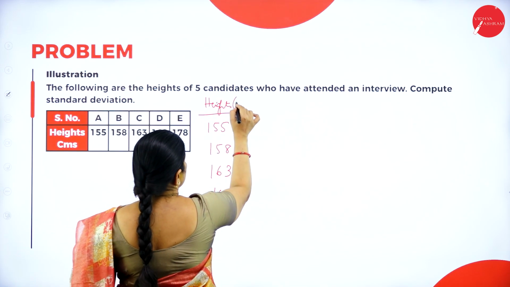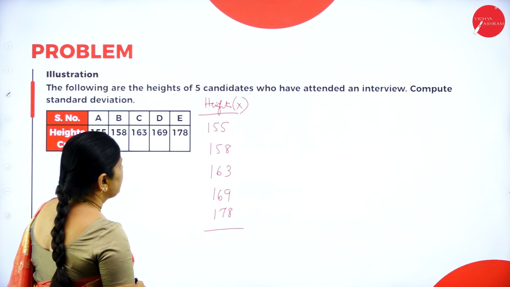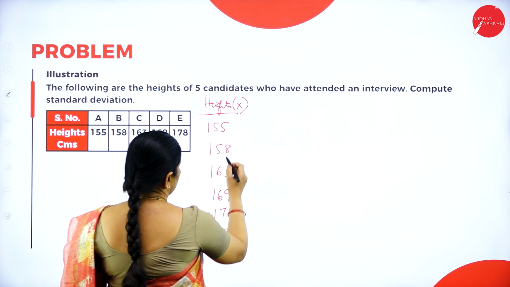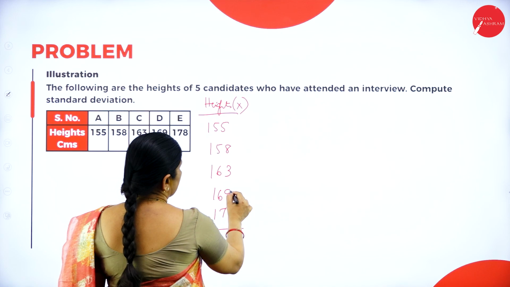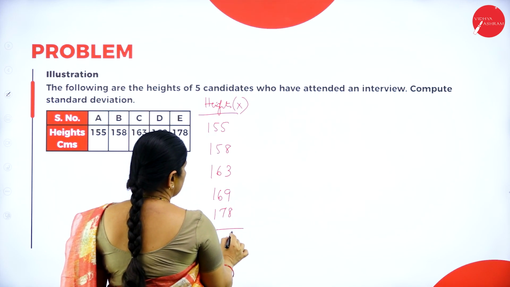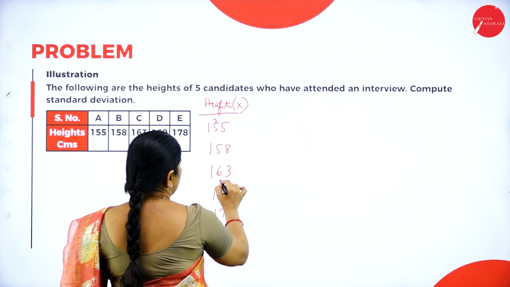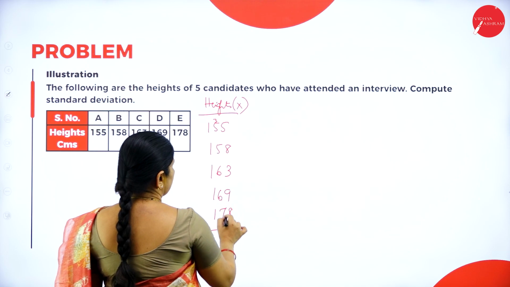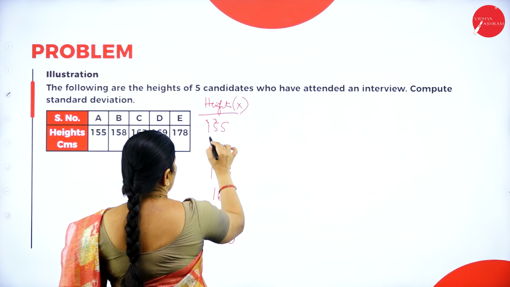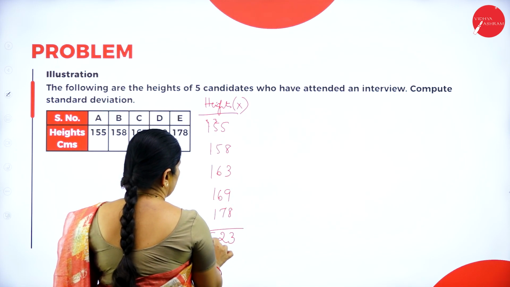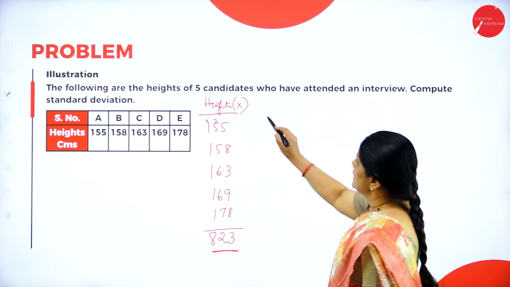Now these x values are given. Now I have to add all this to get the mean. So 8 plus 5 is 13, plus 3 is 16, 16 plus 9 is 25, 30, 33. Then 3 borrow, 8 plus 5 is 13, 19, 19 plus 6 is 25, 25 plus 7 is 32. So 823 is the total.